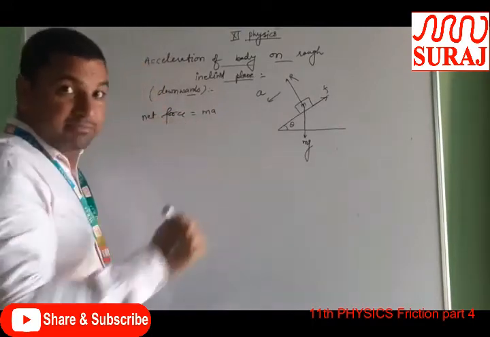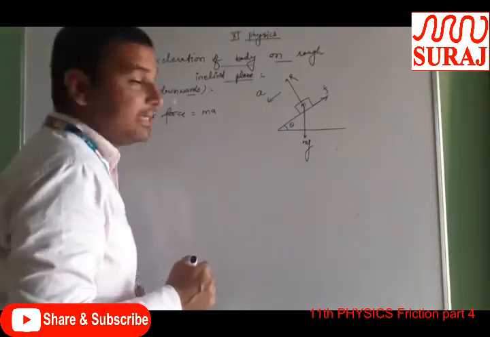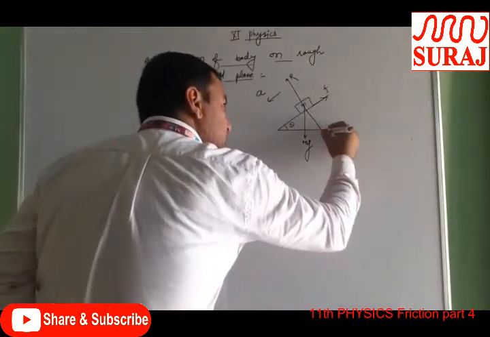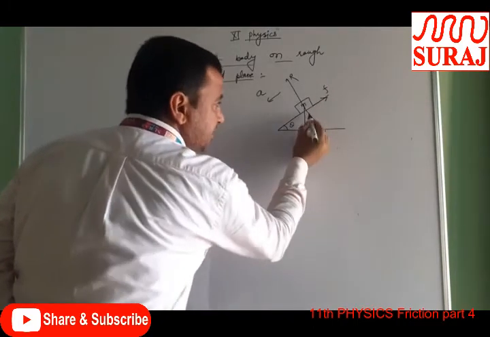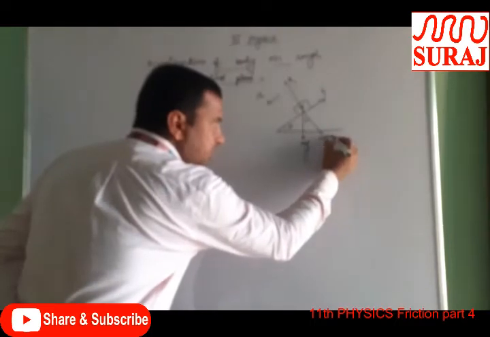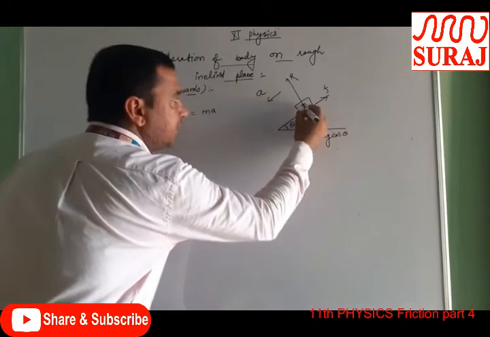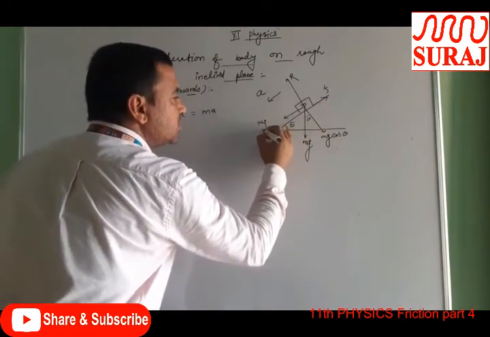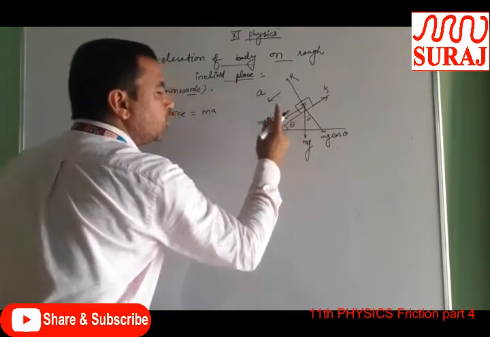Then resolving mg into two rectangular components, we find that if this angle is theta then this angle is also theta. Then this component is mg cos theta and this component is mg sin theta.